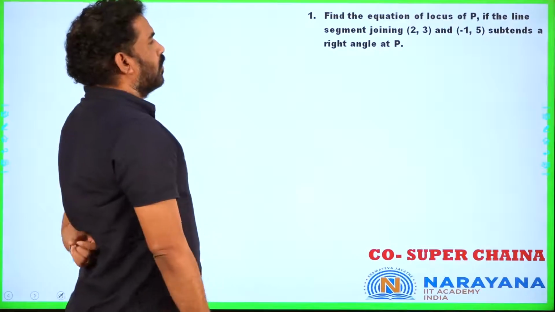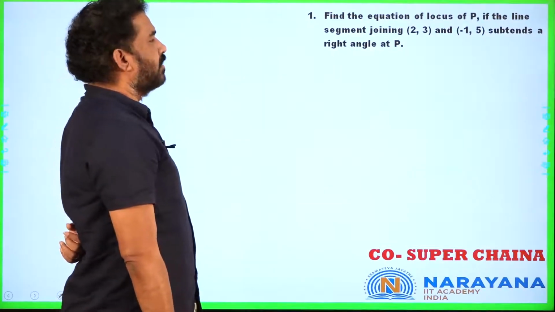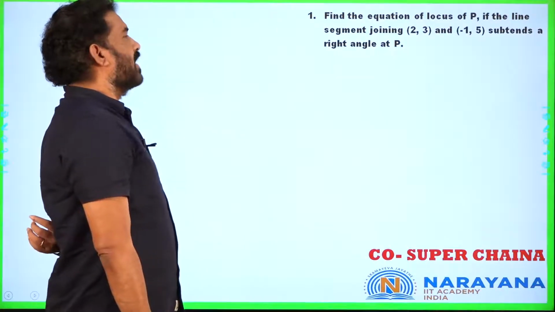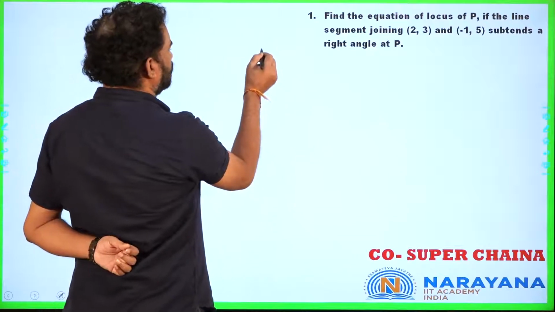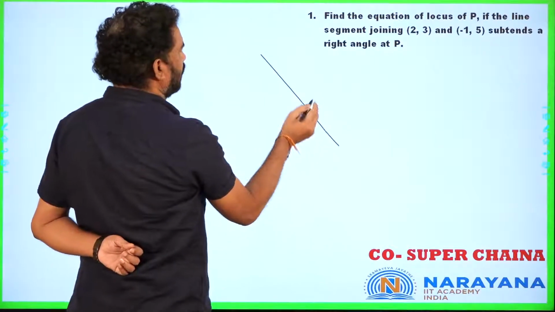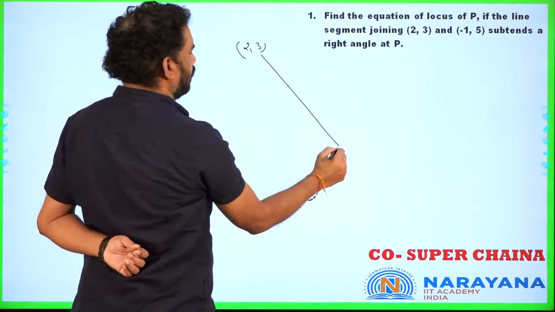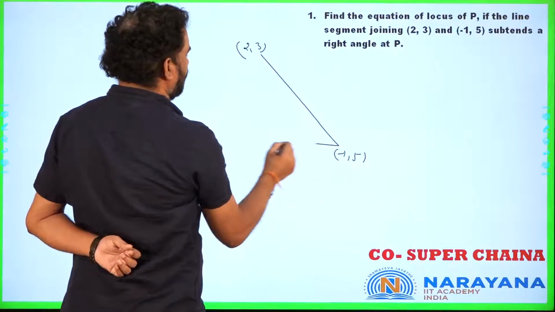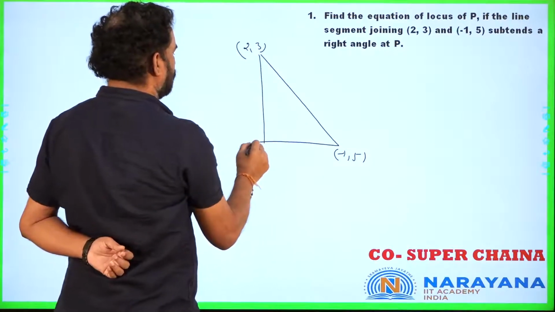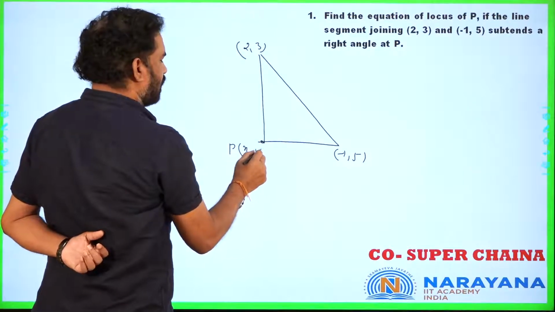Find the equation of locus of P if the line segment joining (2, 3) and (-1, 5) subtends a right angle at P. Simple. So this is the line joining (2, 3) and (-1, 5). It subtends a right angle at P. So this is the point P. Take it as either h comma k or x comma y.